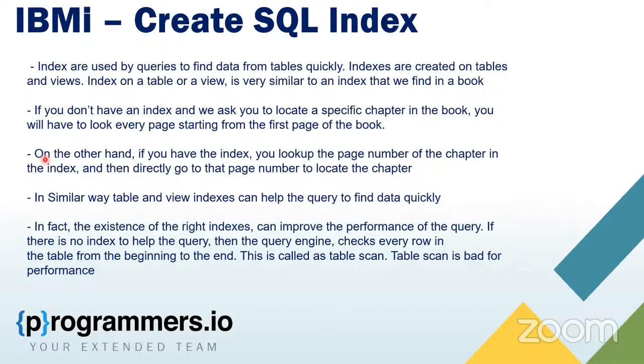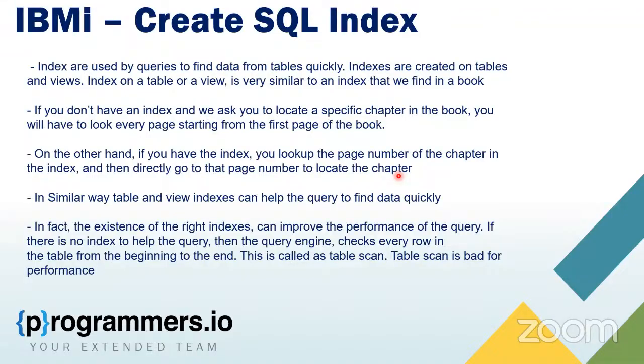On the other hand, if you have the index, you look up the page number of the chapter in the index and directly go to that page number to locate the chapter. Now, if I provide you an index, maybe the first time you will not find the specific chapter, but you can understand by the page number. Suppose the fifth chapter is available on this page number, and the sixth chapter is available on this page number.